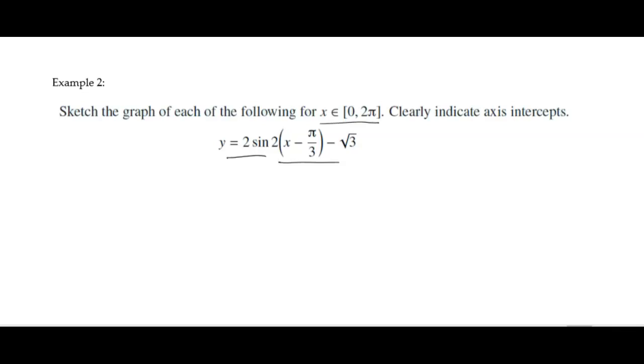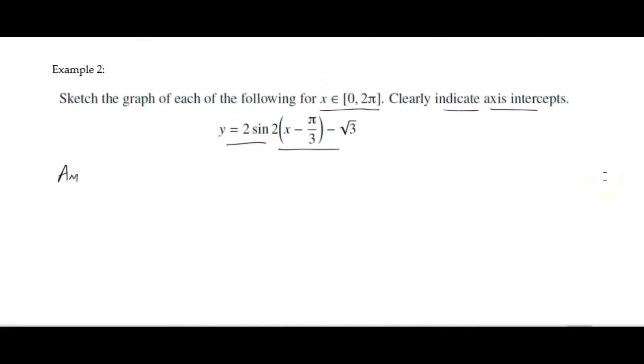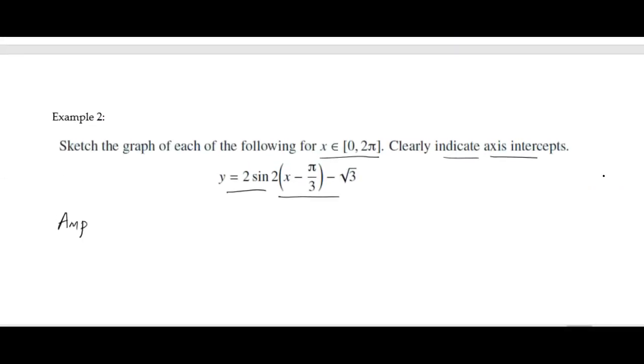They're obviously asking us to clearly indicate axis-intercepts, meaning they want us to find the x and y intercepts. So like we did with the previous example, I'm going to start off with some basics. Amplitude in this case is equal to 2. The period of this function is 2 pi on 2, which is equal to pi.